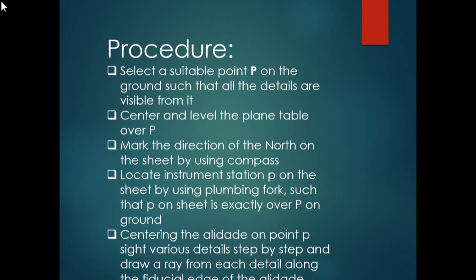Locate the instrument station P. First locate the instrument station P on the sheet by using the plumbing fork, such that P on the sheet is exactly over P on the ground. Can you understand?